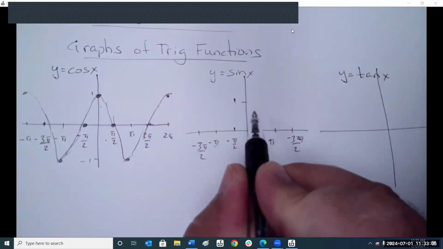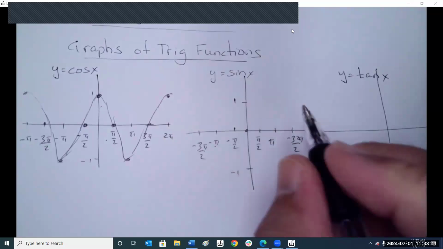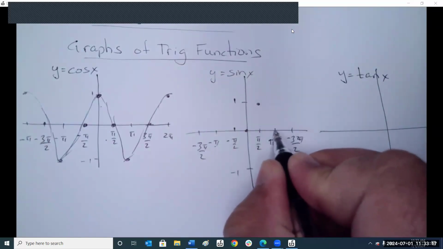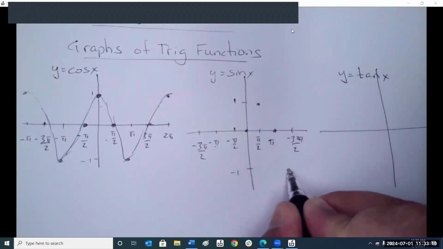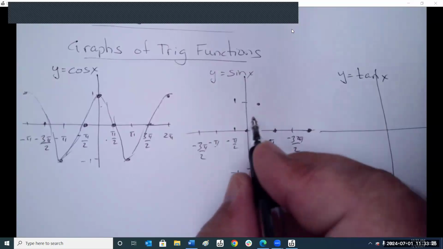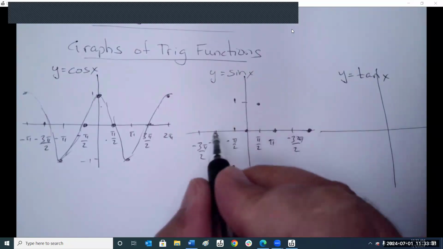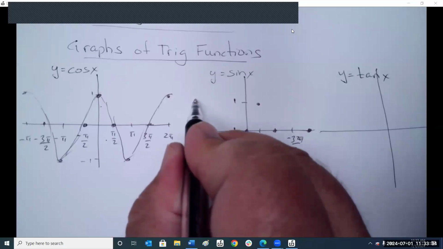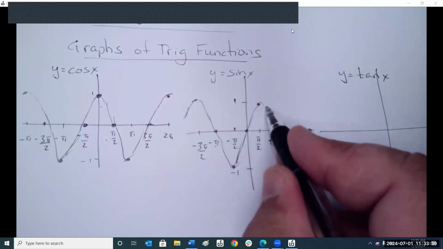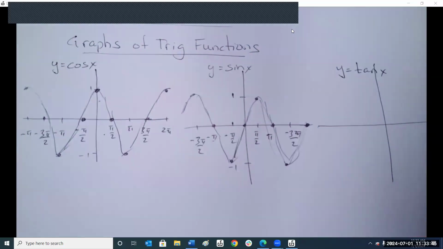The sine function is simply shifted pi over 2 units. So at 0, sine is 0. At pi over 2, it's 1. At pi, it's 0. At 3 pi over 2, it's -1. And at 2 pi, it's 0. At negative pi over 2, sine is -1, and it repeats itself. Again, it's also bounded by 1 and -1.